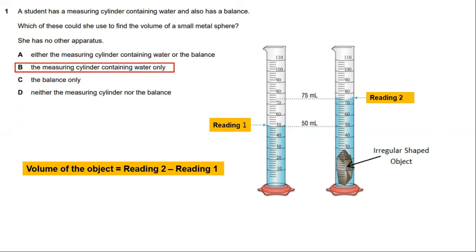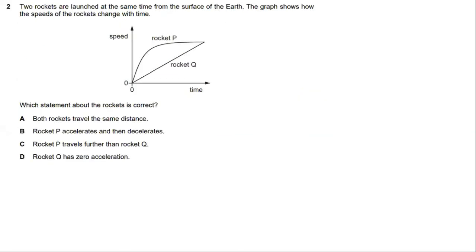Let's move on to question 2. 2 rockets are launched at the same time from the surface of the Earth. The graph shows how the speeds of the rockets change with time. Observe the graph. Which statement about the rockets is correct?